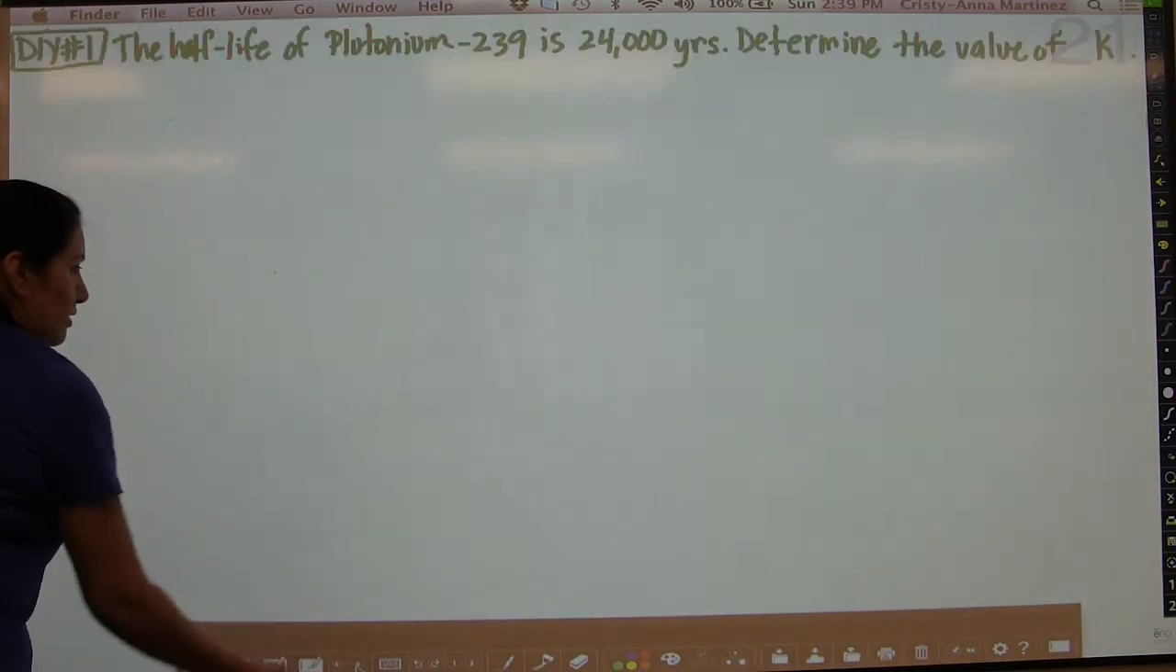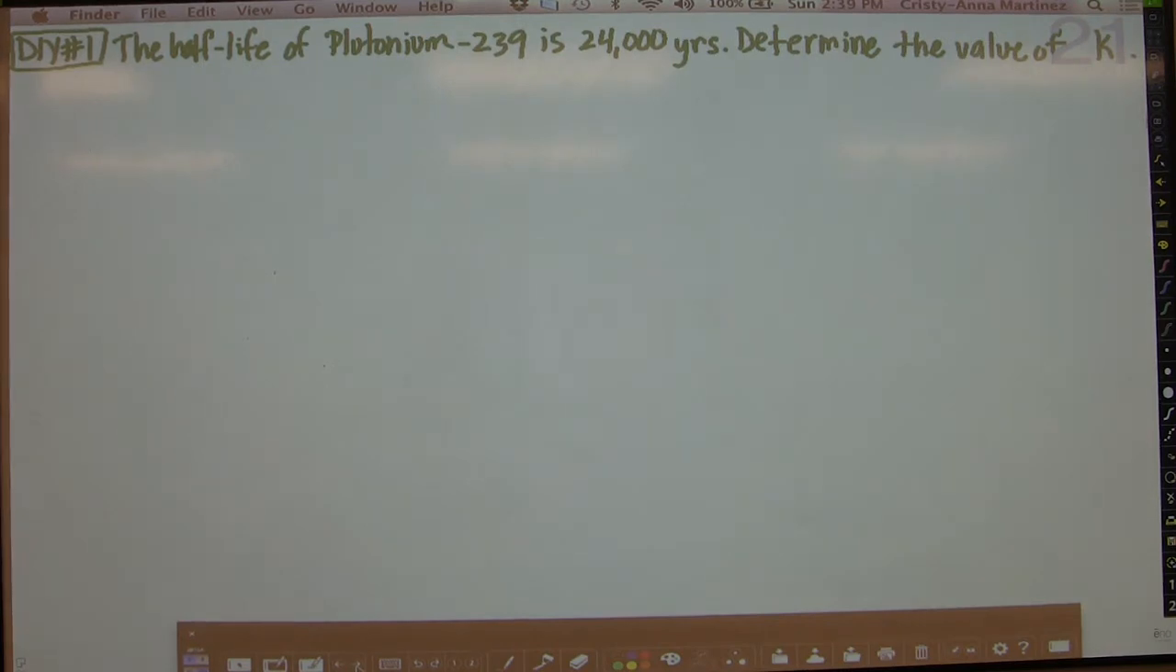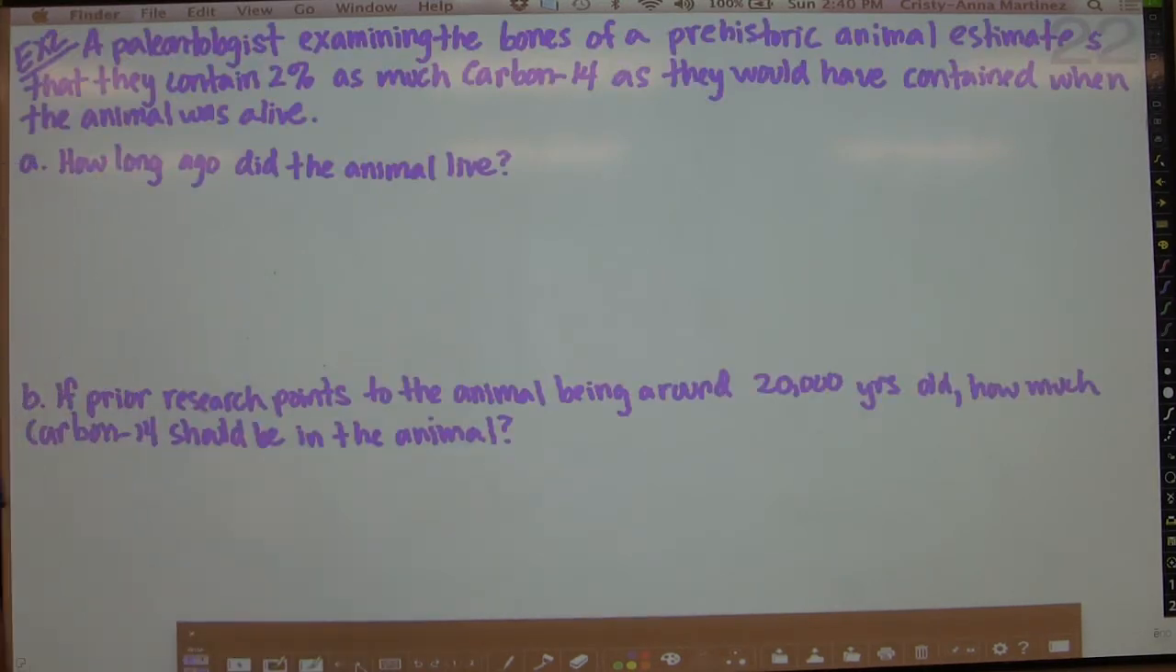But first, your do-it-yourself question is to find the half-life, or to find the K value for the half-life of plutonium-239. All right, so then here we have our next example, and it says a paleontologist examining the bones of a prehistoric animal estimates that they contain 2% as much carbon-14 as they would have contained when the animal was alive. How long ago did the animal live?